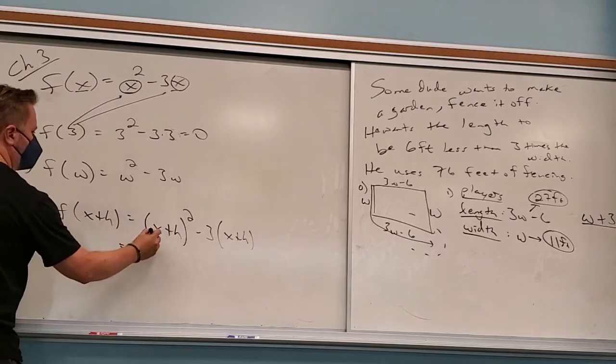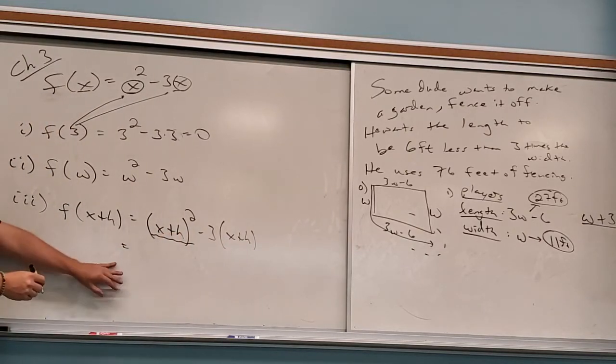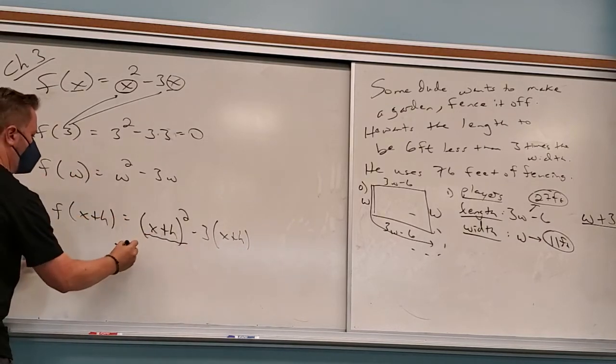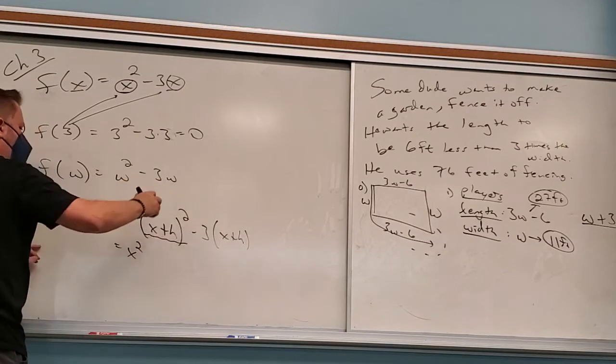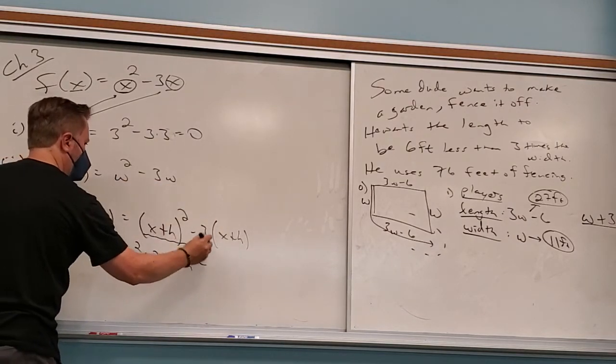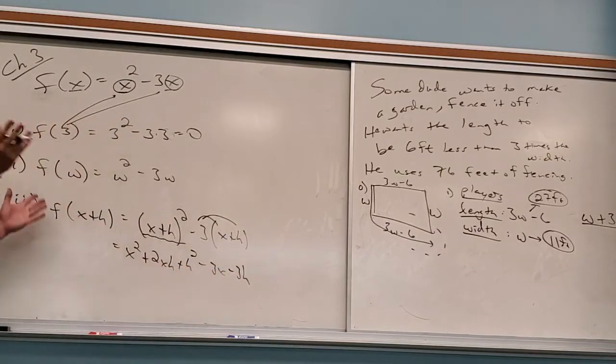And now you can do what with this? Yeah, write it twice, FOIL it, so you get x squared, plus hx plus xh, so you get 2 of these, plus h squared at the end, minus 3x, minus 3h. And there are no like terms, so you're done.